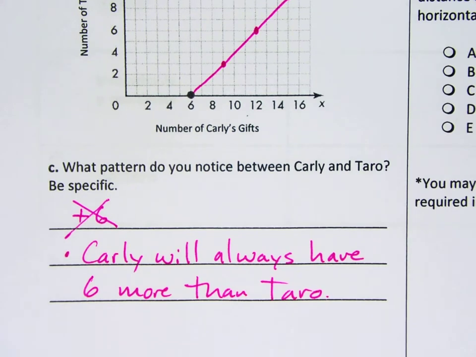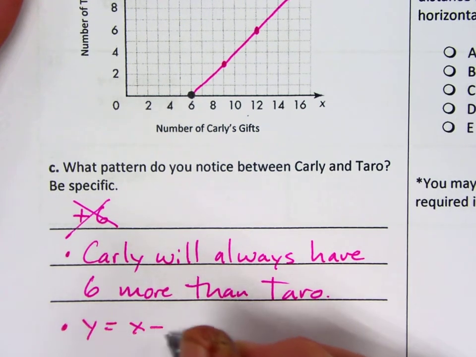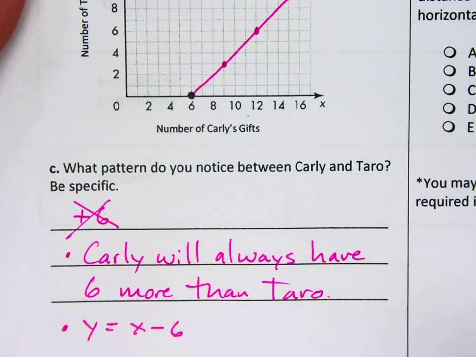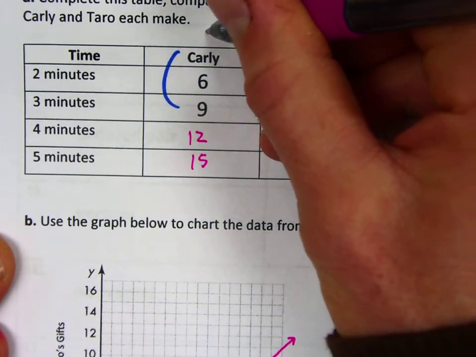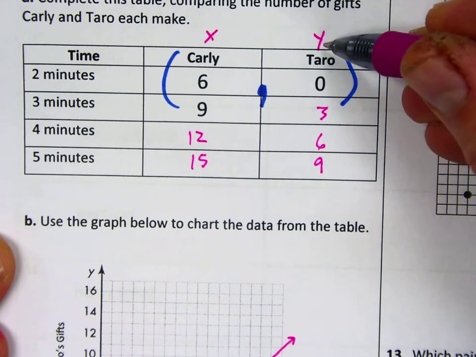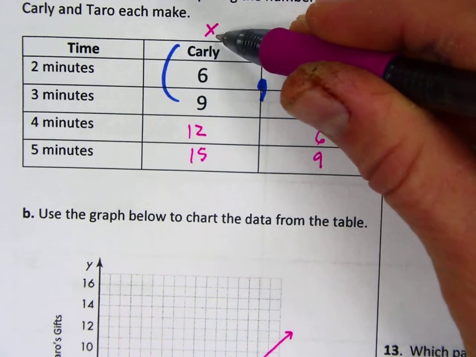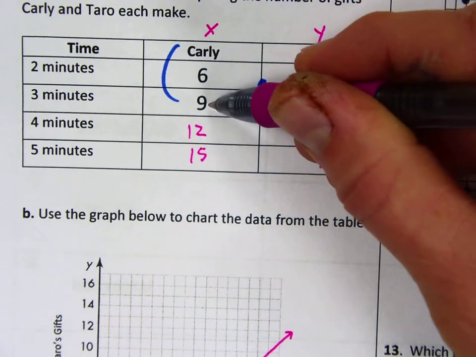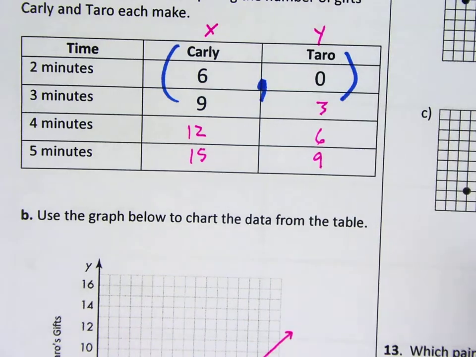And students can also say something like y equals x minus 6, because they may have noticed up there on top, if this is y and this is x, that x minus 6 will equal y. That's another pattern we'd have at work here.